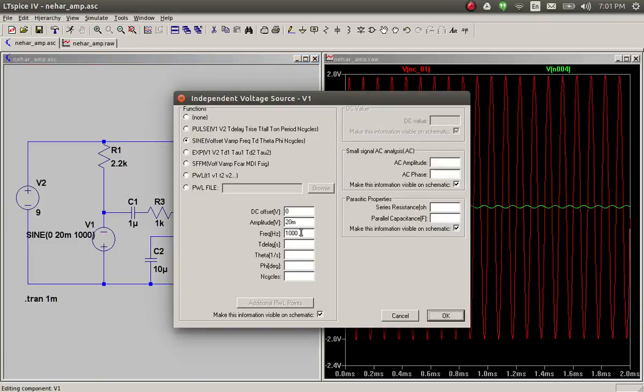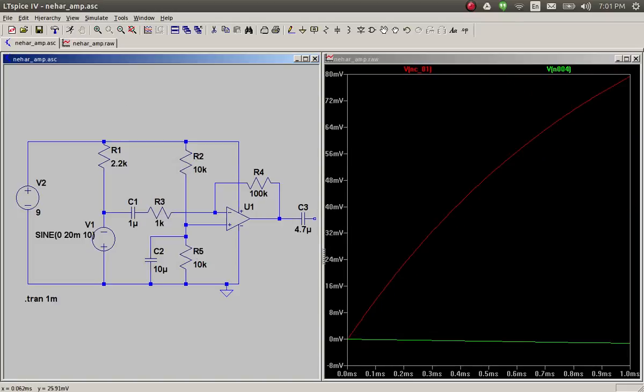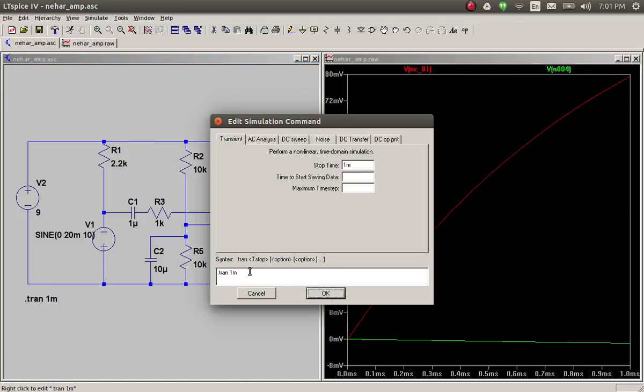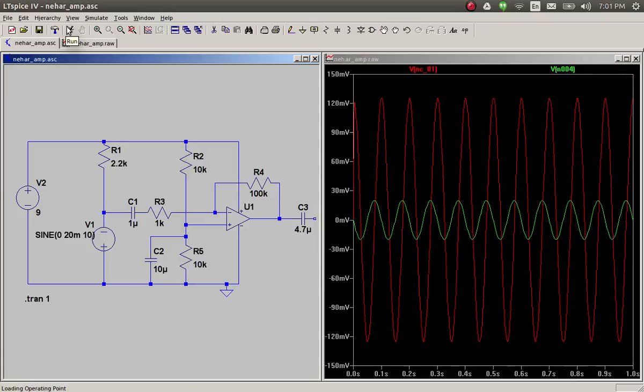Actually, I'm just going to put 10 hertz. If I put 10 hertz and run this simulation, I need to of course change my time. 10 hertz, okay, 1 second. The amplification is significantly smaller. It's just a factor of 6, and earlier we had a factor of 100.